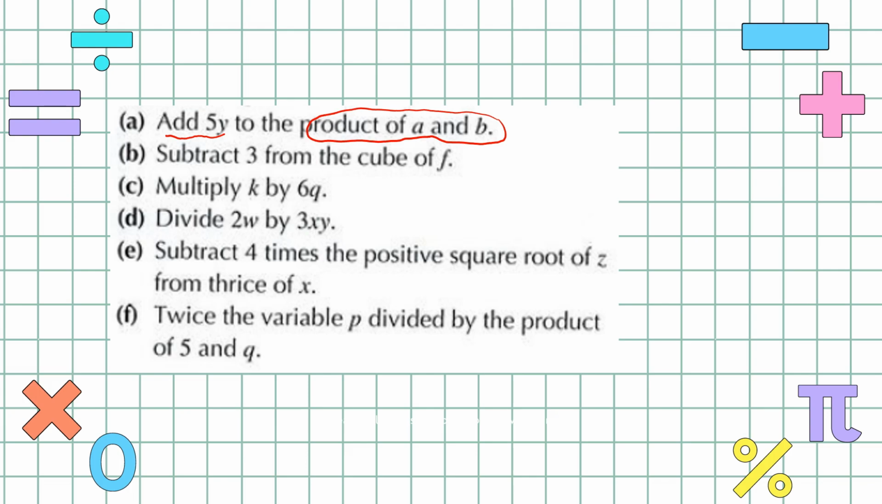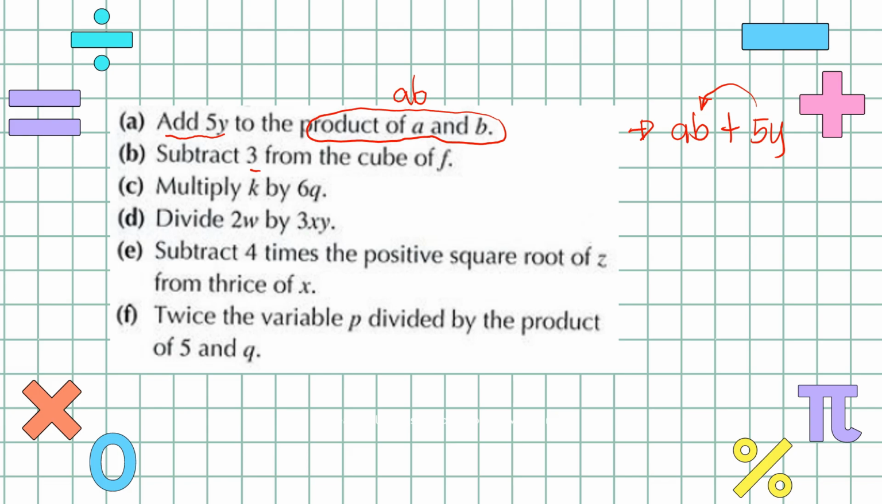But since these are both variables, we will simply express the product of A and B as AB. And then, after getting the product of these two, we add 5y. So it goes like this: add 5y to the product. Here's the product of A and B. That's it.